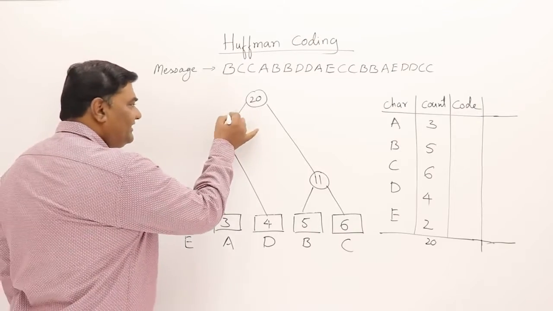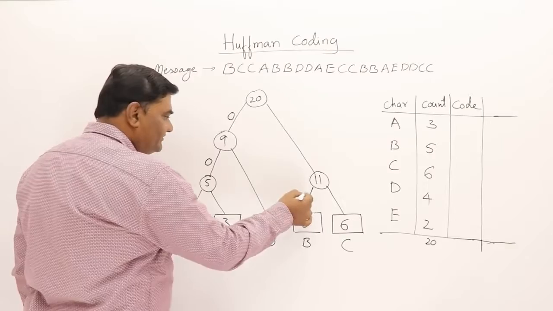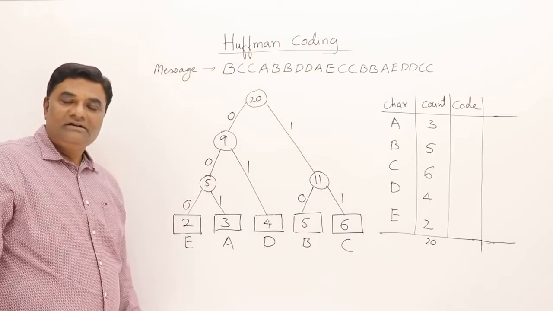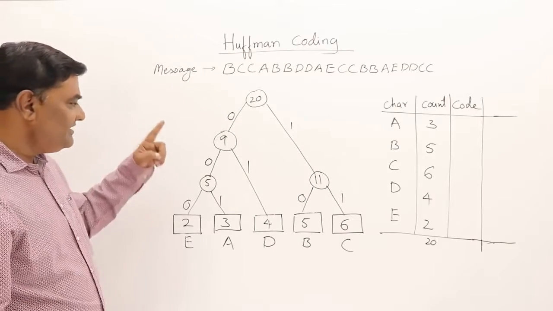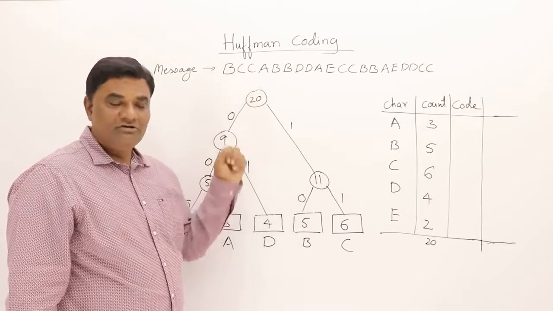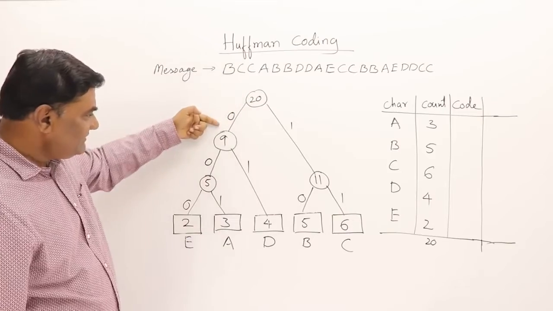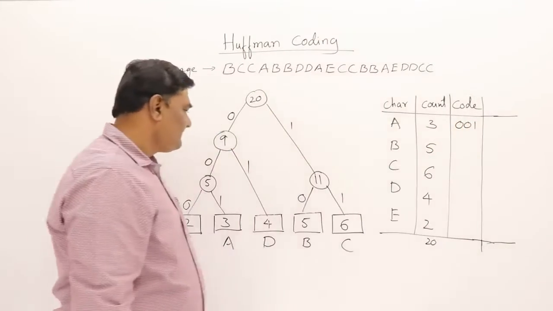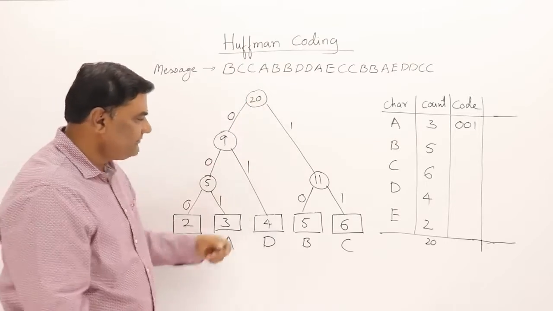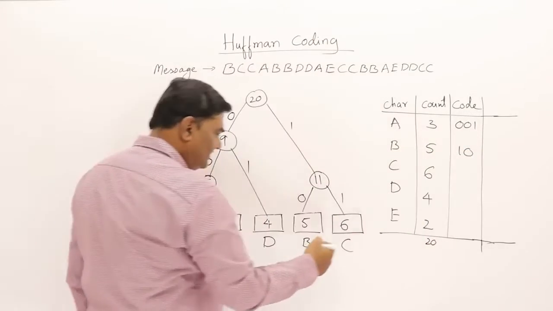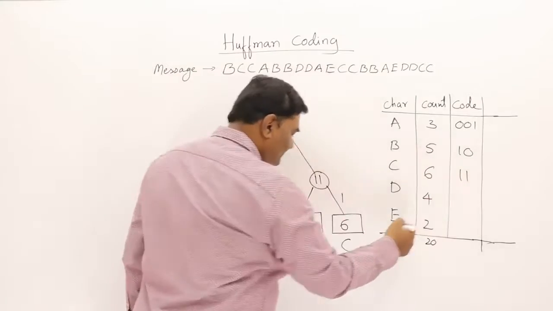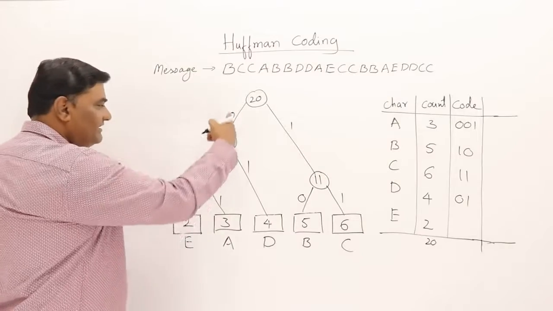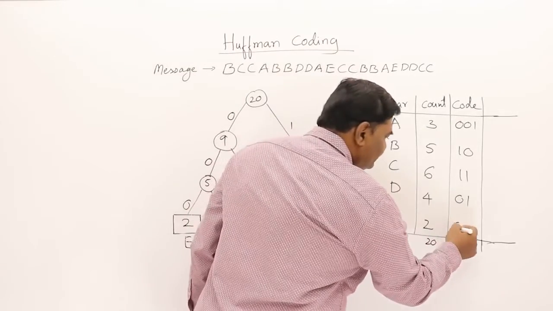How? On the left hand side edges, mark them as 0s, and on the right hand side edges, mark them as 1s. That's it. Now what are the codes? For each alphabet, follow a path from the root onwards. So for A, what is the code? 0, 0, 1. So A is 001. Then B is 1010. C is 1111. D is 0101. And E is 000.